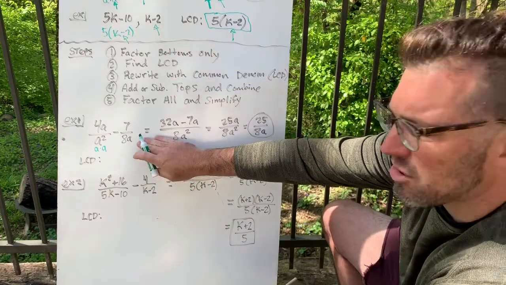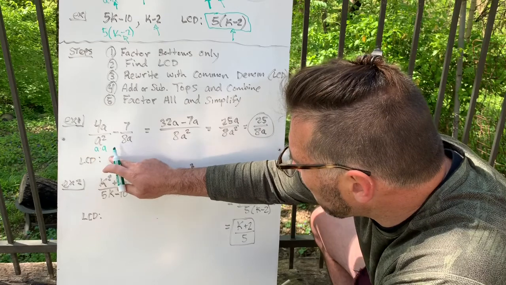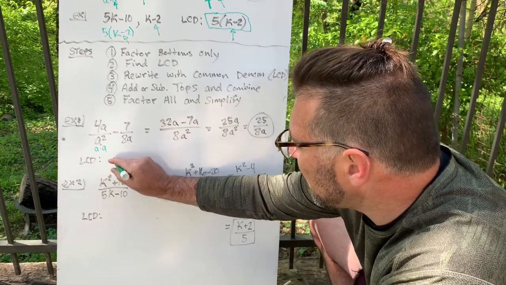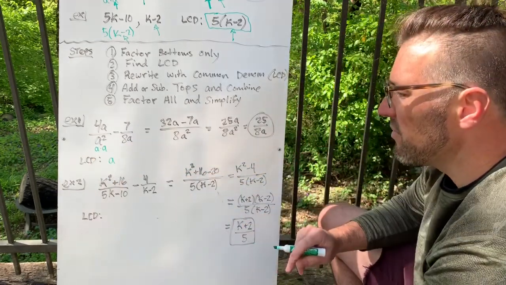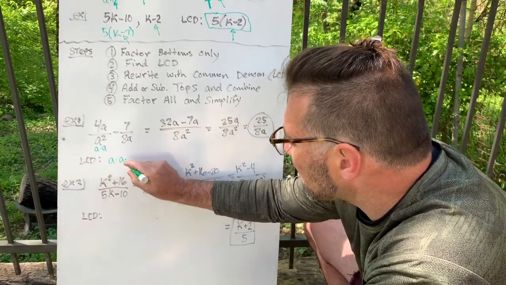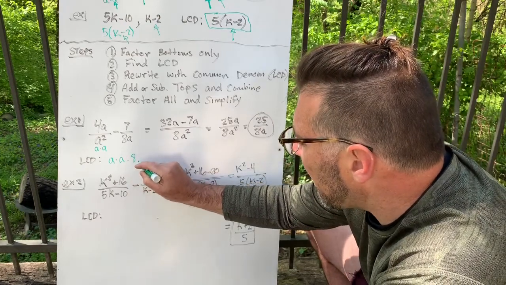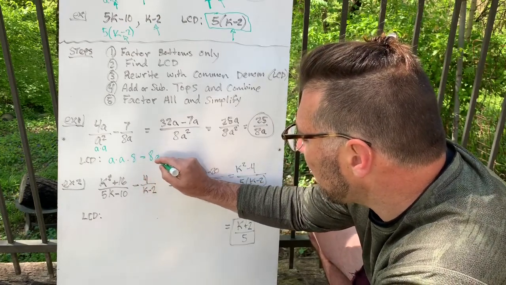Now, we've looked at this already, right? So they both have an a in common, so our LCD has to have an a, right? But this one has another factor of a, okay? So we need to include that. And this one has a factor of 8, so we need to include that. So our LCD is 8a squared.